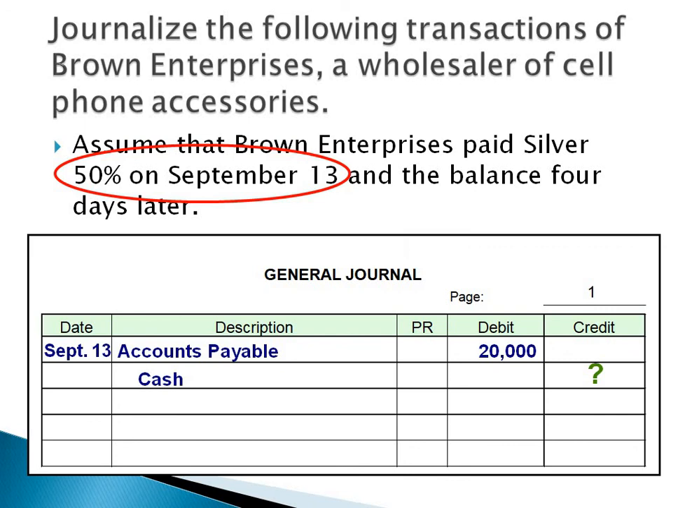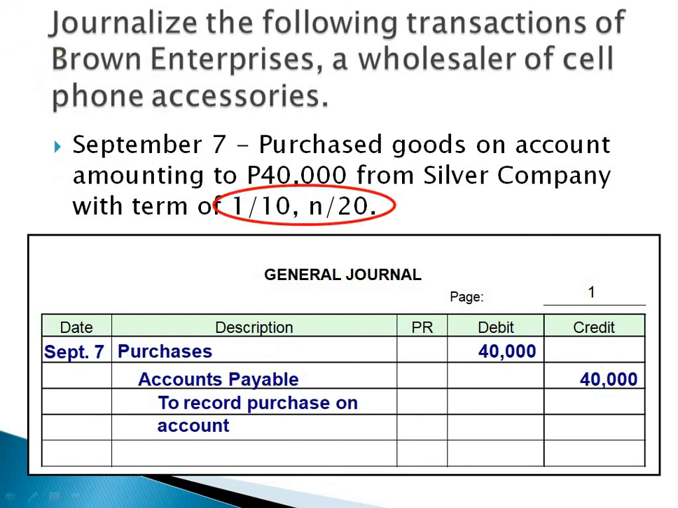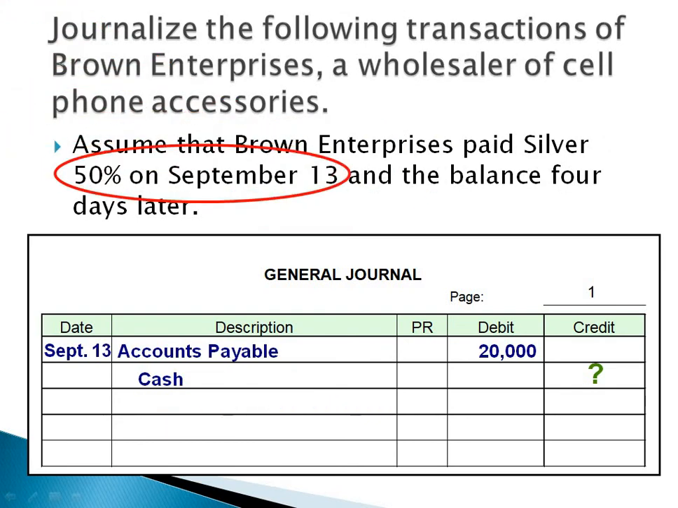Because remember, there is this credit term of 1/10 n/20. When there is a credit term, every time accounts payable is paid, and even when accounts receivable is collected, you have to consider it and determine if the buyer is entitled to a cash discount or not. When did Brown make the purchase from Silver? September 7. When did Brown pay? September 13. From September 7 to September 13, how many days? 6 days only. Is that within the discount period of 10 days? Yes. So is Brown entitled to the 1% discount upon partial payment on September 13?